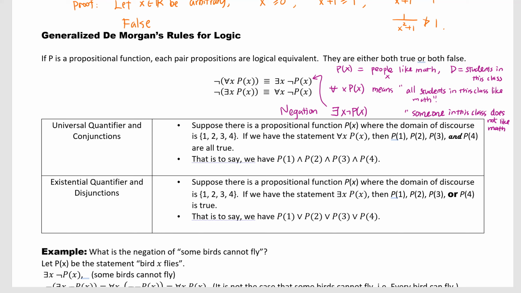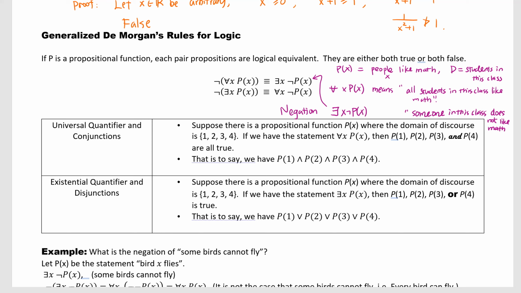So using this example, you can try to understand. The other pair you can think of: there is this x, P of x. So someone in this class likes math. What's the negation? The negation will be no one likes math. No one likes math means for all students in this class, they don't like math. So for all x, not P. Do you kind of understand De Morgan's laws for logic by this example?